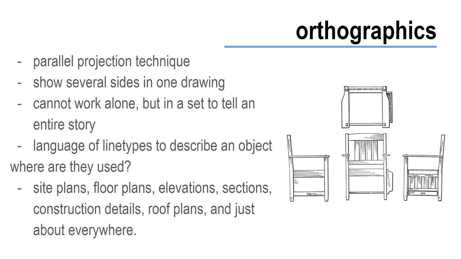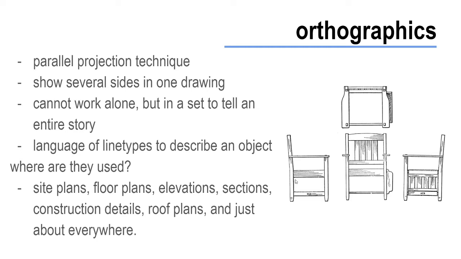Where we use orthographics in architecture is in all of our plan views and our elevation views, or our side views of our building. Our floor plan is taken directly head-on. Our front elevation is taken directly from the front, or our sides are directly from there. So it's always parallel to the plane, and each view can only tell me 2 different dimensions.